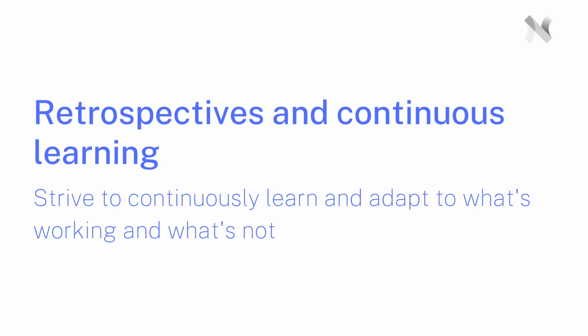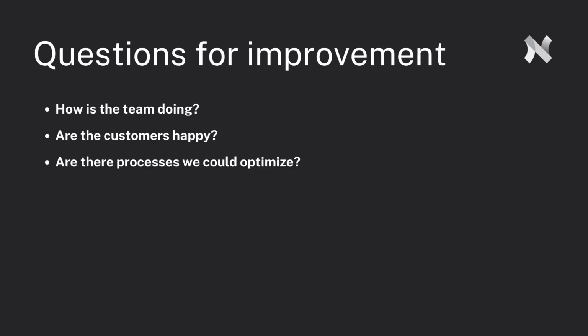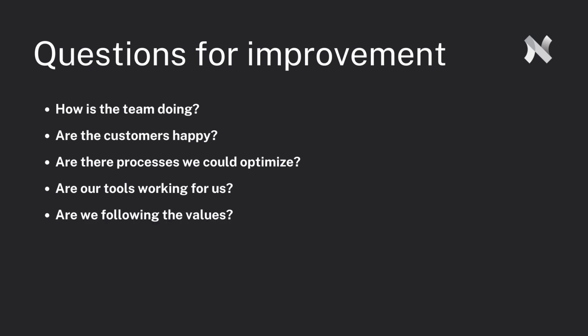Teams should always be figuring out better ways to work, and it's really valuable to set this time aside after each iteration to focus entirely on how to improve. In these sessions, the team can step back and consider questions like, how is the team doing? Are the customers happy? Are there processes we could optimize? Are our tools working for us? Are we following the values? Are we accumulating any debt? And by debt, I mean processes or technology that slows us down.